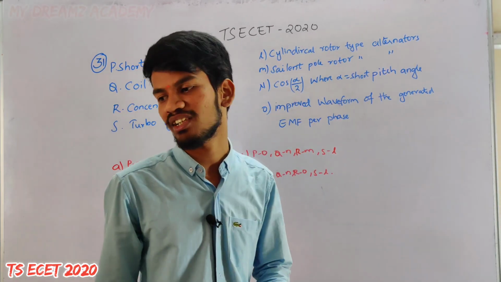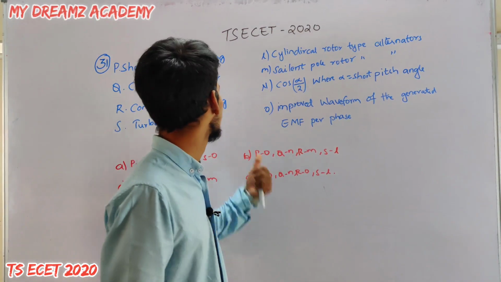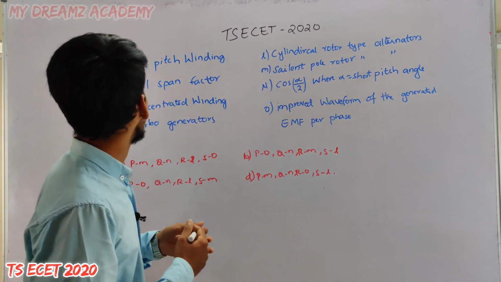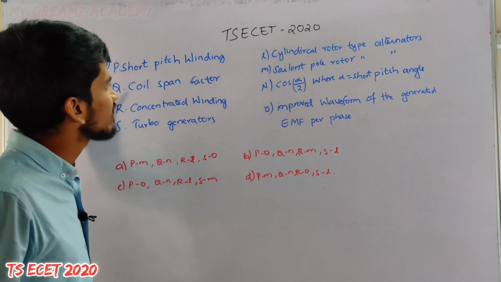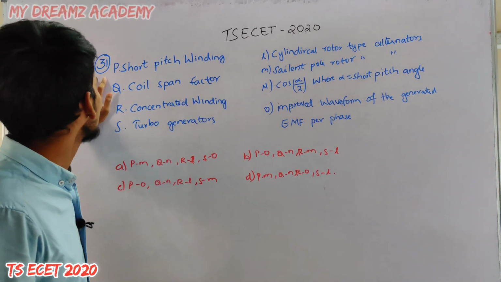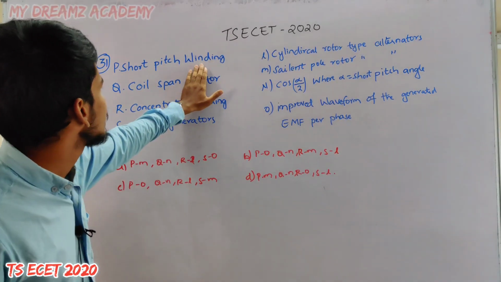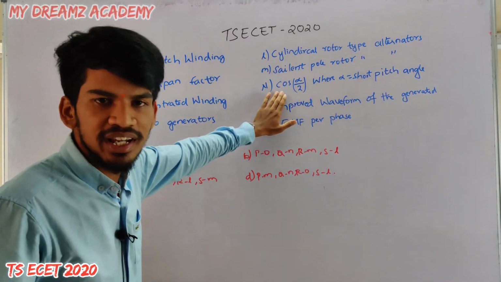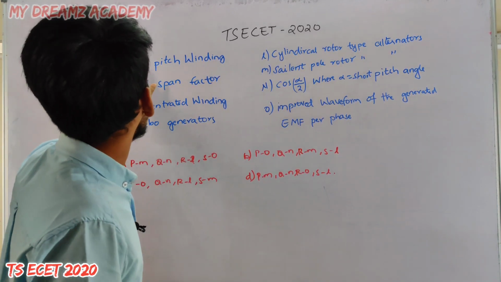As a part of our question paper discussion, now we would like to discuss from question number 31. Question number 31 is given as match the following. In this match the following, you have group A and group B. You need to match group A elements with group B elements. So we need to check what is given here.